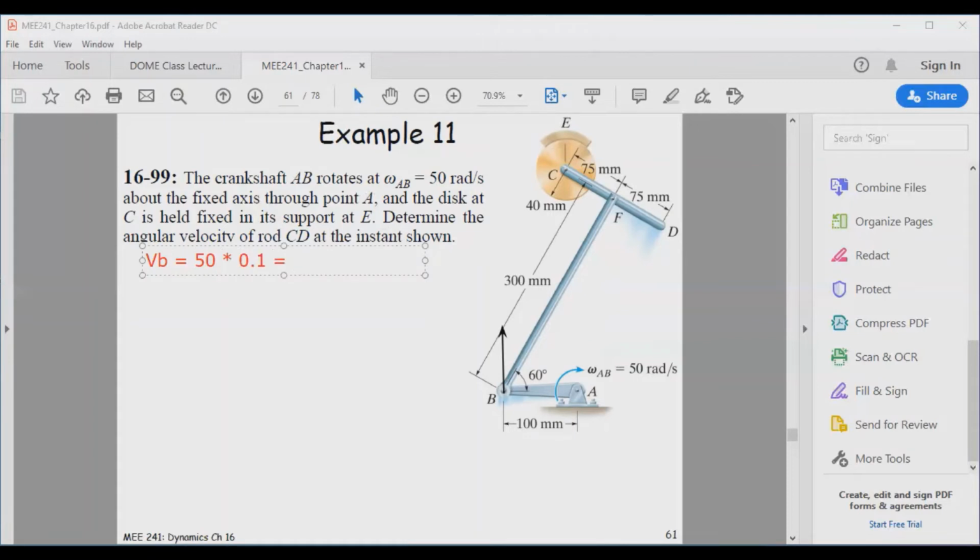It's easy. And this is going to be equal to how much? To 5J, right? And then this is in meters per second. You guys agree? Okay. So we got VB. Now, what else? How are we going to take this problem?